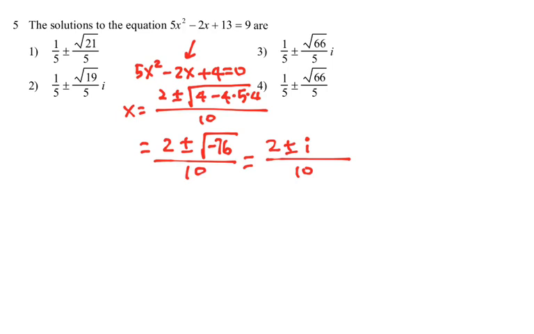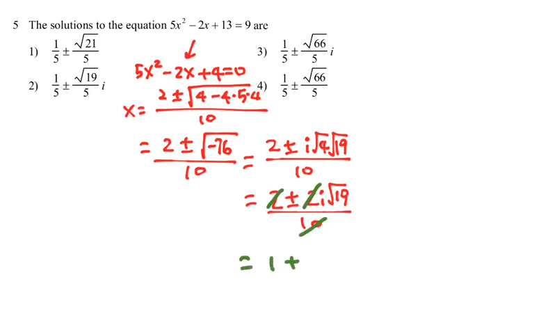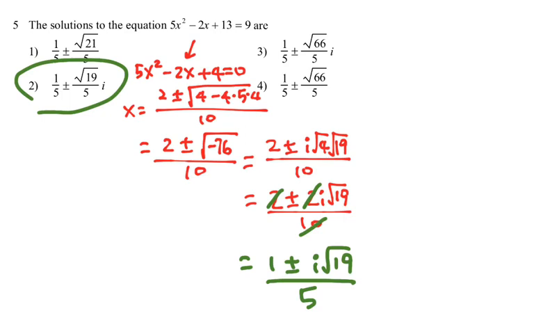So we can set it up this way. We need to simplify the square root of 76. Since the square root of 76 can be separated into the square root of 4 and the square root of 19, because 4 times 19 is equal to 76. Then we can rewrite this one this way, canceling 2 out. Then we'll end up getting 1 plus or minus i square root of 19 all over 5. So we get choice 2 becomes the answer.